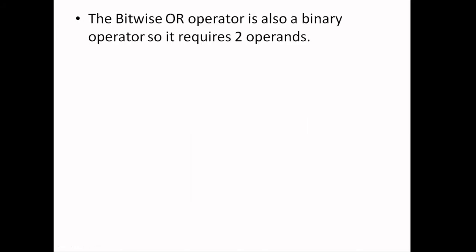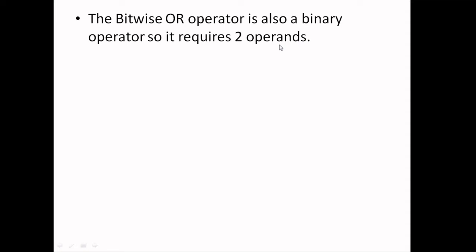In the previous lecture, we have discussed bitwise AND operator. In this session, we are going to discuss bitwise OR as well as bitwise XOR operators. So let us go through bitwise OR operator. It is also called as bitwise inclusive OR, represented by a symbol pipeline. As we know, bitwise OR operator is also a binary operator. So obviously it requires two operands.